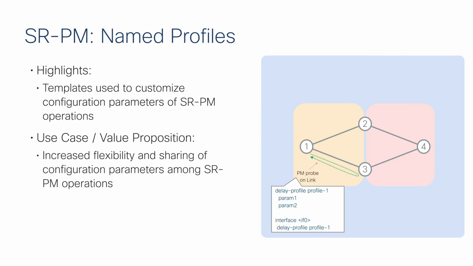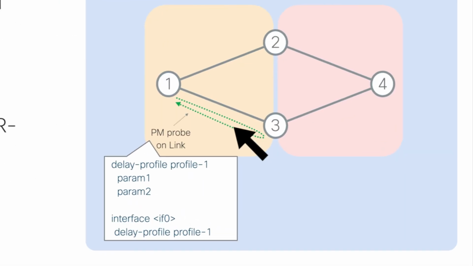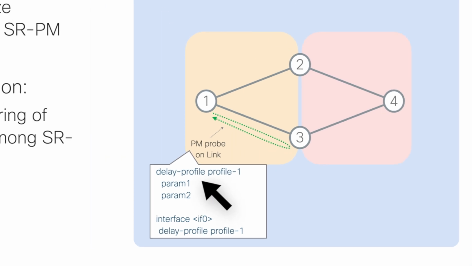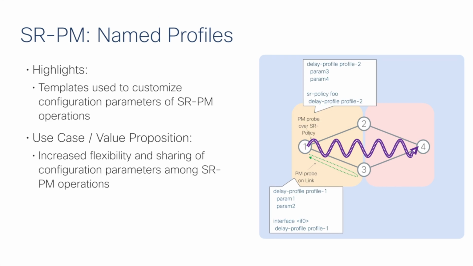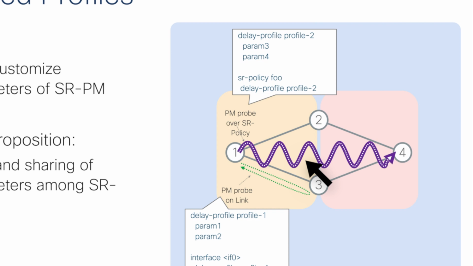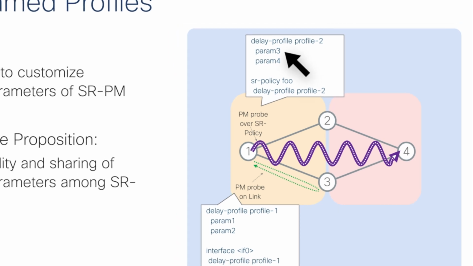For example, you could have a PM probe running on a link on, let's say, a given interface, interface 0. That interface will be associated with a delay profile, and in the delay profile, we're going to have the parameters that will apply to that SRPM operation. Likewise, I could have a segment routing policy in violet. The segment routing policy is also running a PM probe over it, associated with a delay profile, for example, where I configure my parameters.